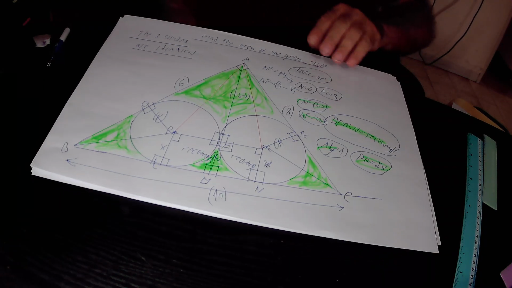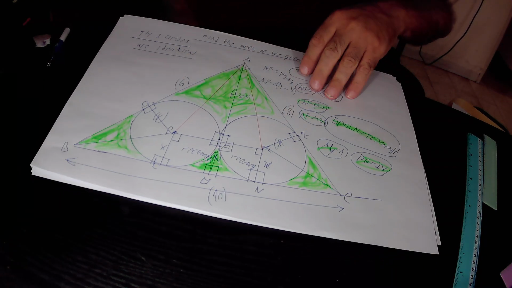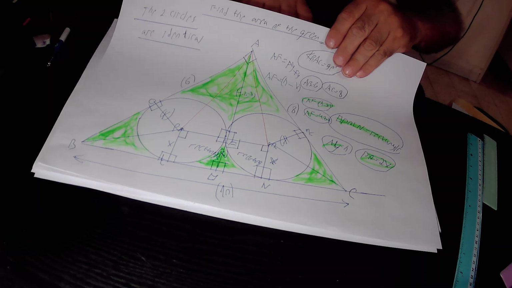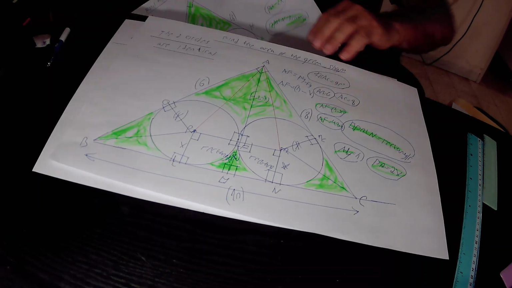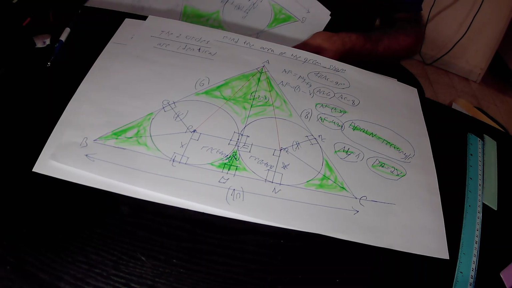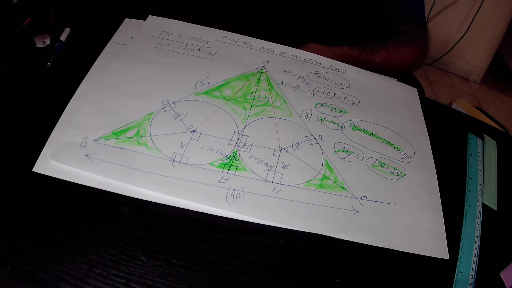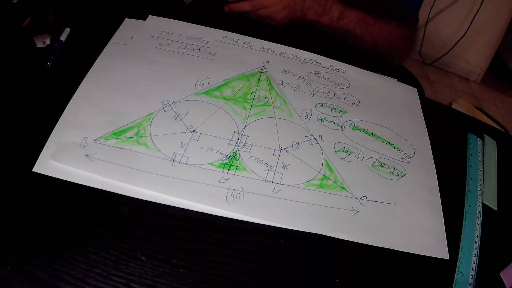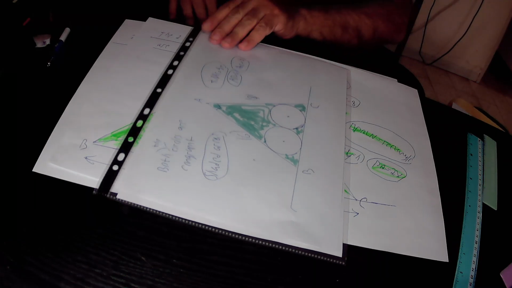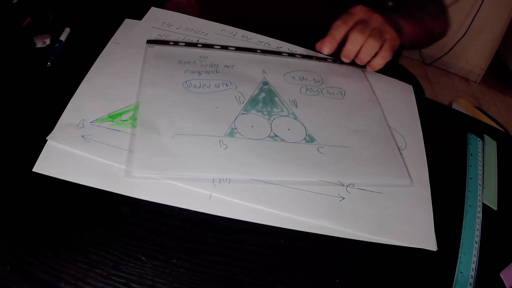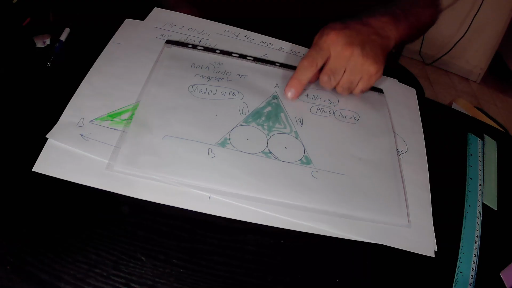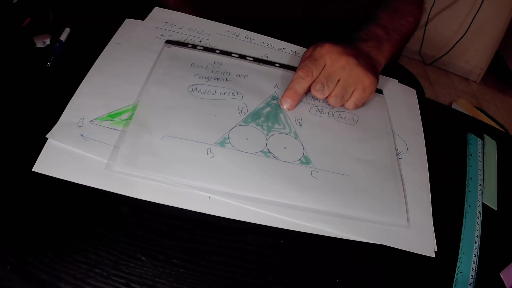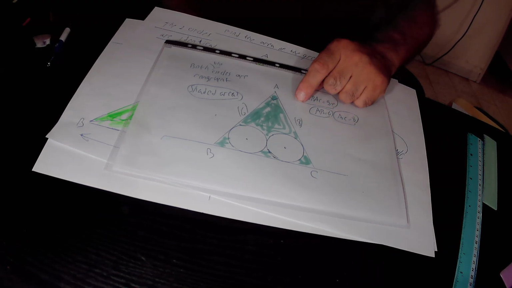In the second question, our task is to find the area of this green shape. Again, in the second question, our task is to find the area of this shaded area.